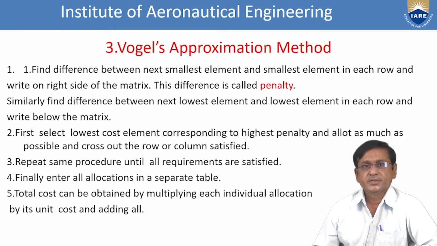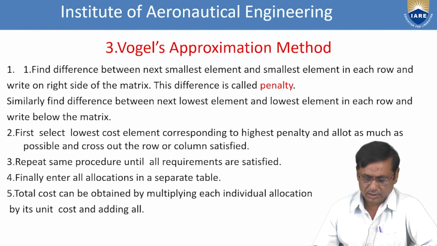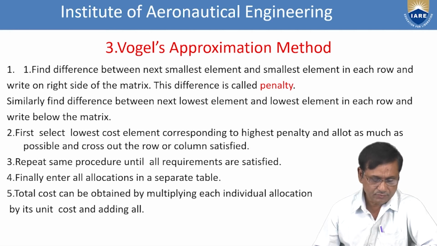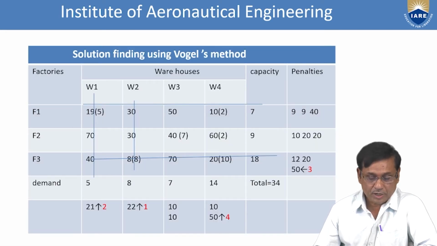Repeat the same procedure until all the requirements are satisfied. If any row or column is satisfied, first cross it out and repeat the same procedure until all the requirements are satisfied. Finally, enter all allocations in a separate table. The total cost can be obtained by multiplying each individual allocation by its unit cost and adding all. Now, you see the problem here.